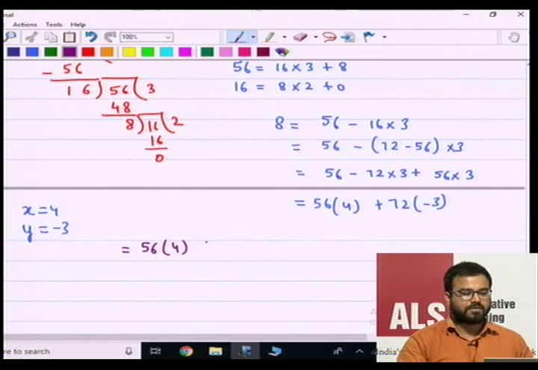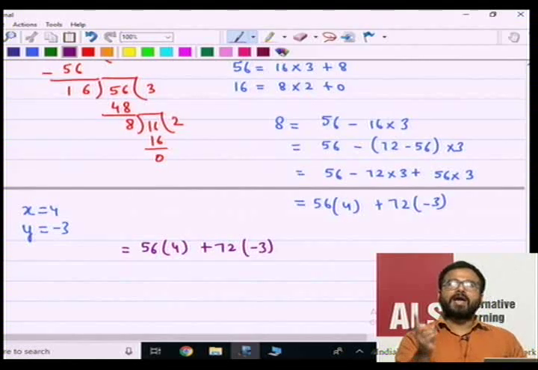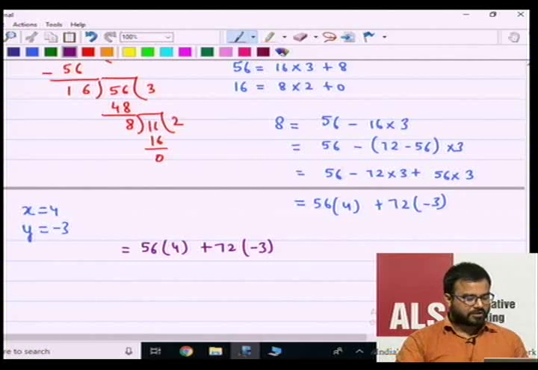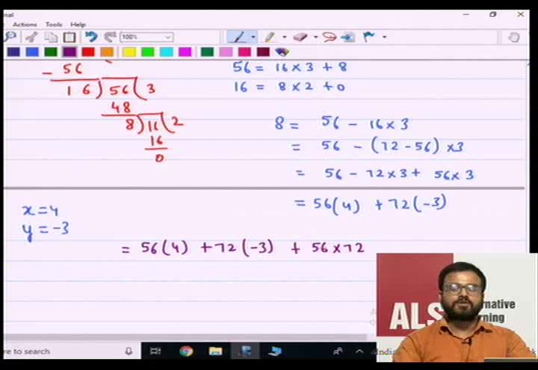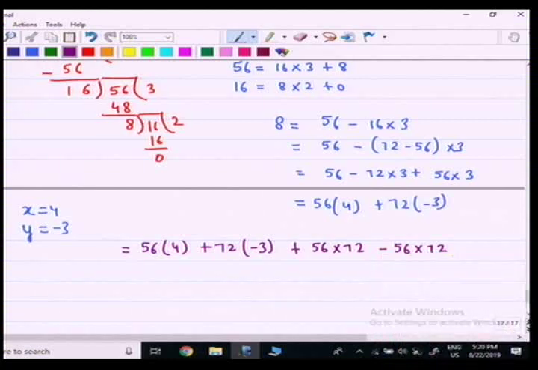56 into 4 plus 72 into minus 3, what we have to do? We just have to add the product of 56 and 72 and subtract the product of 56 and 72. So how can we write it like this? Like plus 56 into 72. Since we are writing the linear combination of 56 and 72, we will add the product of those and we will subtract the product of those, like subtracting 56 into 72 and adding 56 into 72.